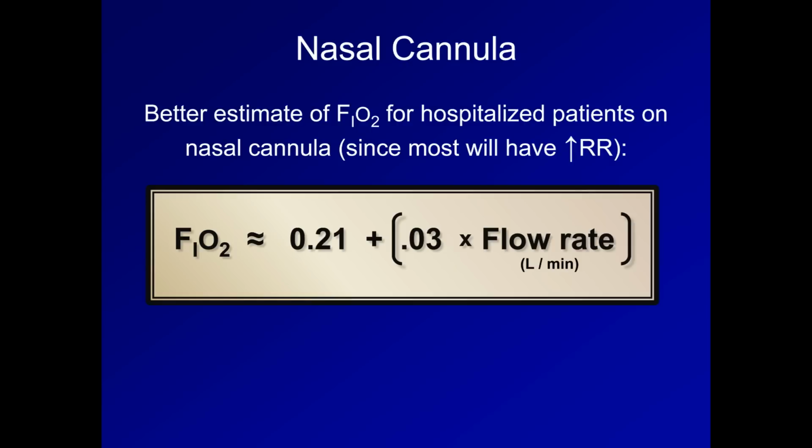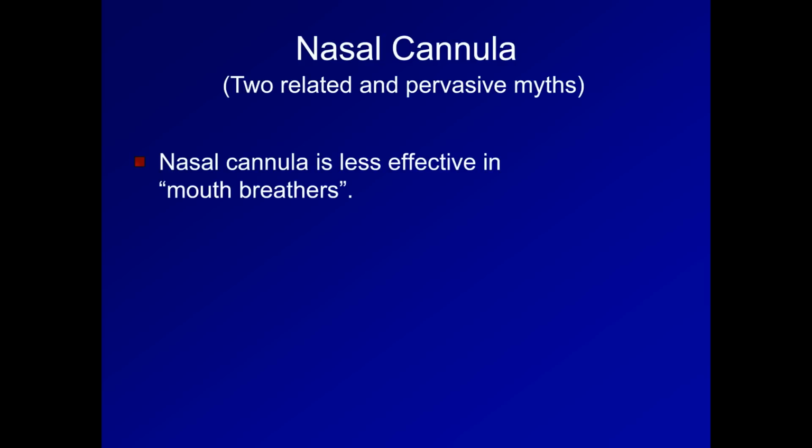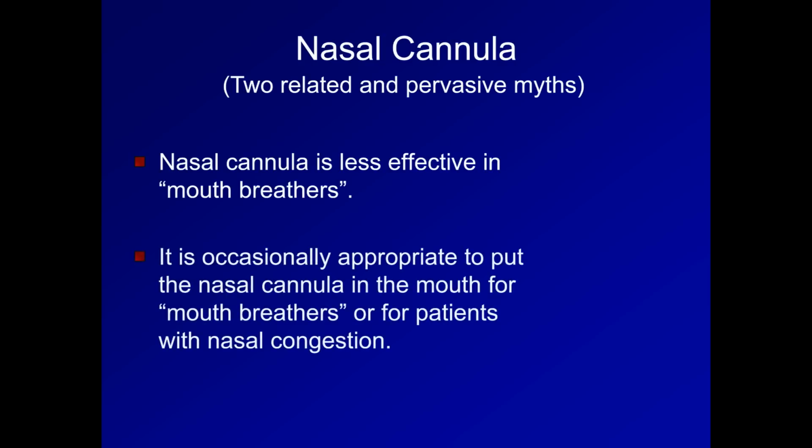Before I move on to some face masks, I want to dispel two related and pervasive myths about nasal cannula. First, that nasal cannula is less effective in patients who predominantly breathe through their mouth. Second, that it is occasionally appropriate to put nasal cannula in the mouth for mouth breathers or for patients with nasal congestion. These are both false. In fact, there's actually some evidence that mouth breathers counterintuitively achieve higher FiO2s than nose breathers. For an explanation of how this could be the case, I suggest talking to an experienced respiratory therapist, as these myths are pet peeves for many of them.